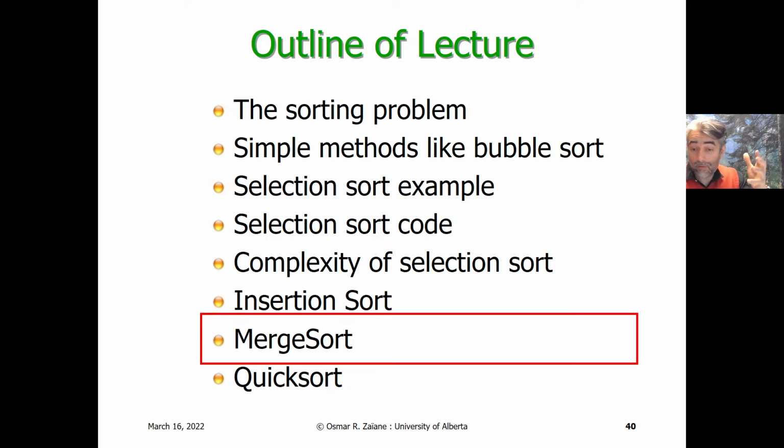We are talking about sorting. We saw a few algorithms like the bubble sort, the selection sort, the insertion sort. We were trying to improve, but we found them all to be in the order of n squared. And we ask ourselves, can we do better? Well, this is what we will see today.